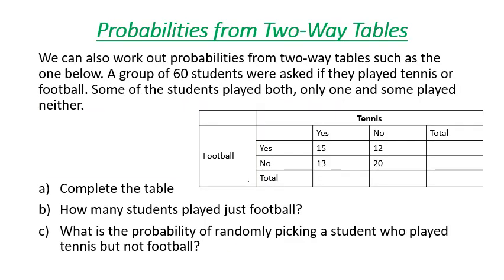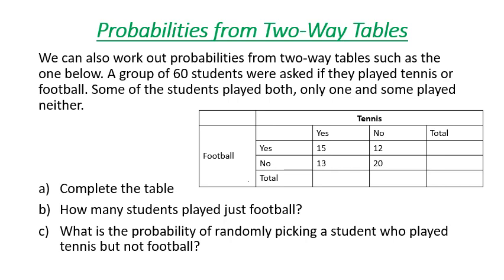Now sometimes we're going to be asked to work out probabilities from two-way tables. Two-way tables basically have two bits of information on them for which people are being surveyed. So in this particular example, it says a group of 60 students were asked if they played tennis or football. Some of the students played both, some only played one sport, and some didn't play any. All right. So the first thing we need to do is complete the table.